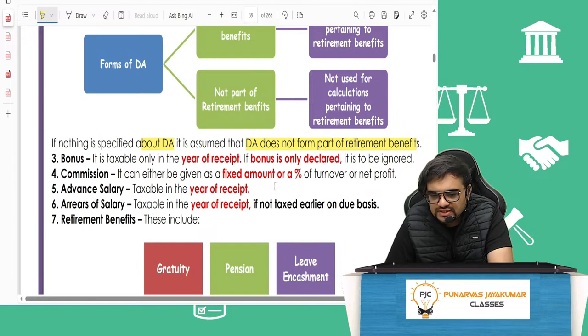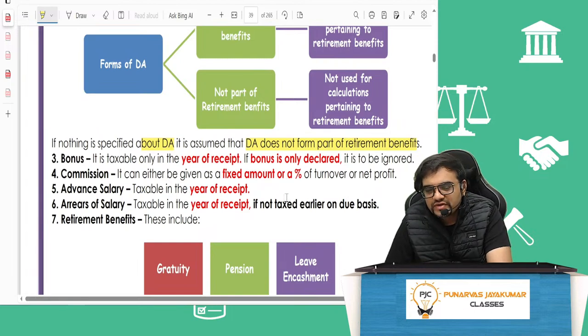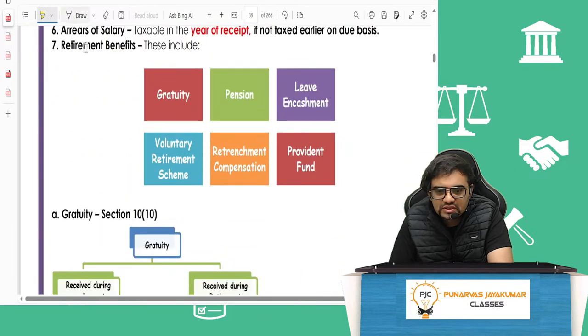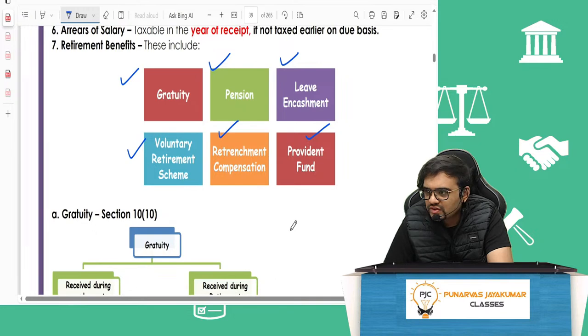Advance salary, that is taxable in the year of receipt, because you are receiving it first, you need to tax it. Arrears of salary also definitely taxable in the year of receipt, if not taxed earlier on due basis. So definitely that also will be taxable only in the year of receipt. Retirement benefits will be what? All these things. You have gratuity, we have pension, we have leave encashment, we have voluntary retirement service, we have retrenchment compensation, you have provident fund and all these areas.